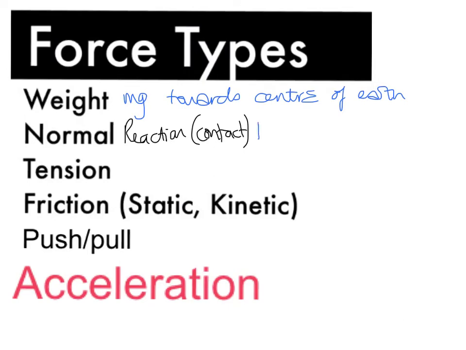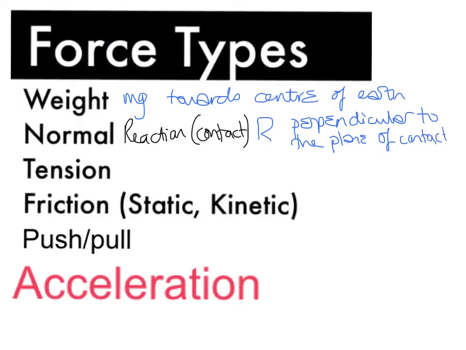Usually we use R for the normal reaction, and it is really important that this goes perpendicular, so that's at right angles to the plane, so that's the surface of contact. So the floor, the hill, whatever it's on, if this is the thing your particle is on, then your normal reaction goes off like this, and that is at right angles to the surface that the particle is sitting on.